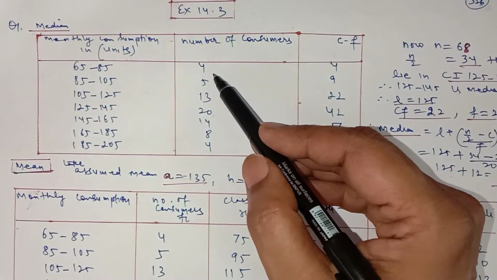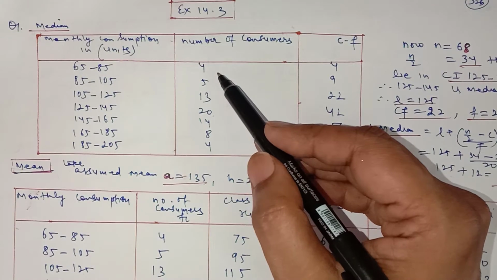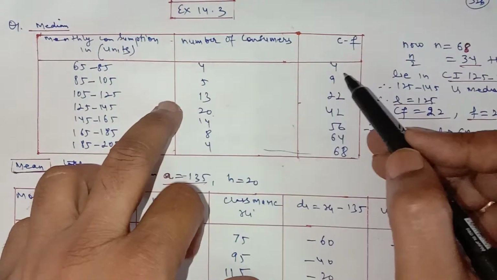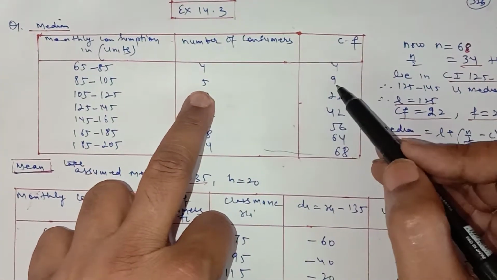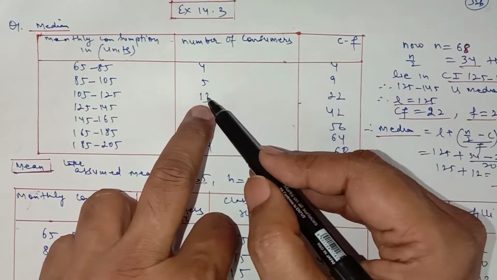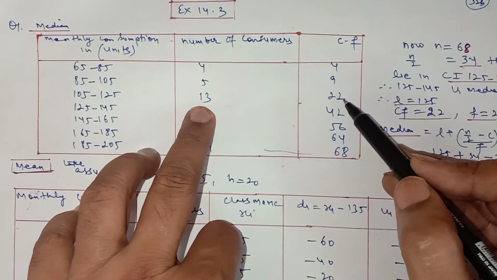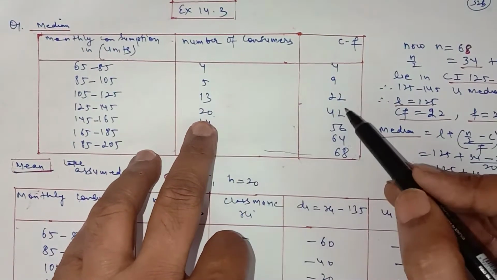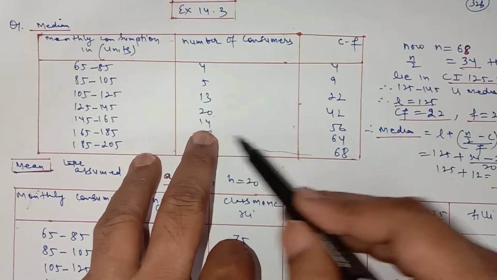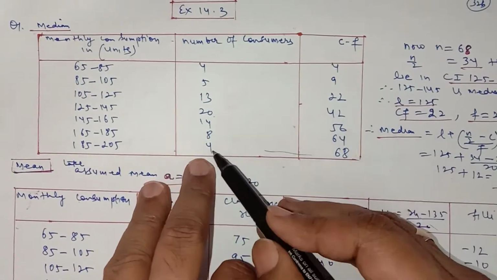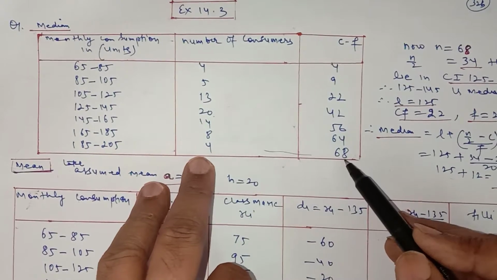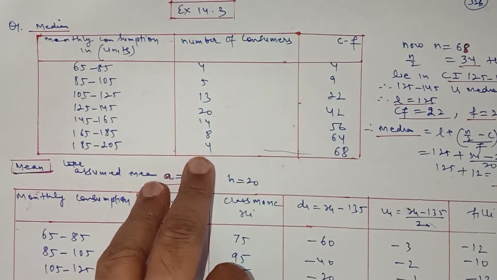Now first of all, again I am telling you how to find the cumulative frequency. The first cumulative frequency will be the same as the frequency. When you add the next frequency to this, you will get the next cumulative frequency. When you add this to this, you will get the next, that is 22. When you add this to this, you will get the next. 42 plus 14 is equal to 56. 56 plus 8 is equal to 64. And 64 plus 4 is equal to 68. This is the cumulative frequency table.